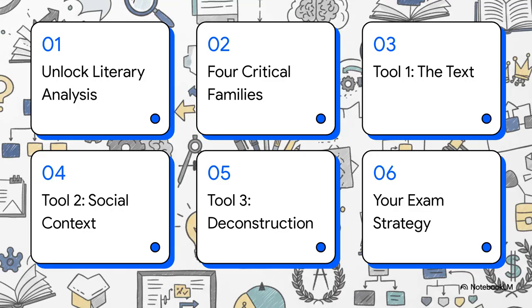Here's our game plan. First, we'll get into the right mindset for analysis. Then, we'll map out the main groups, the families of theory, you could say. After that, we'll start building our toolkit with 3 essential approaches, one that focuses on the text itself, another on the world around it, and a third on how meaning can be kind of tricky. And of course, we'll wrap it all up with a solid strategy for exam day.